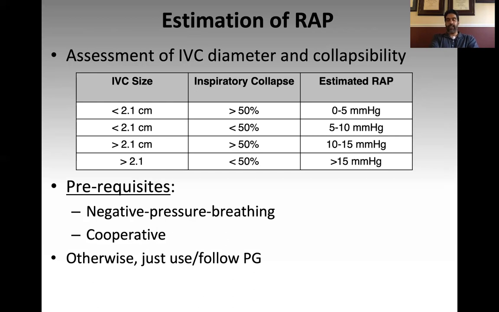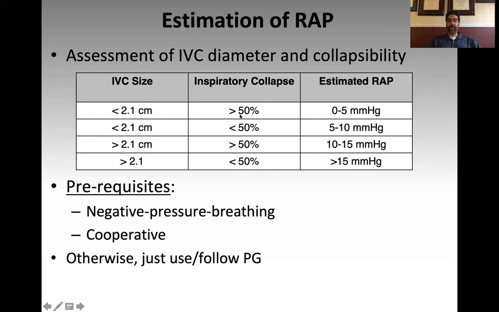Now, this is based on how the echo folks estimate right atrial pressure using IVC size and inspiratory collapse. So we look at the size, we look at how much forced inspiratory collapse there is with the sniff, and then we use that to estimate your right atrial pressure. The arbitrary size that they use is 2 or 2.1 centimeters.